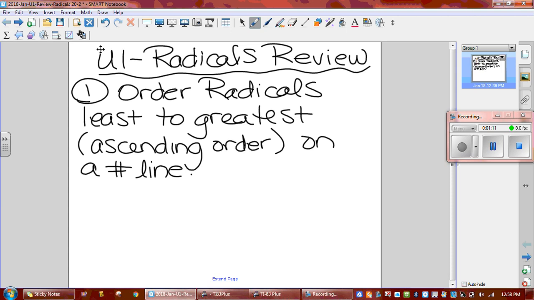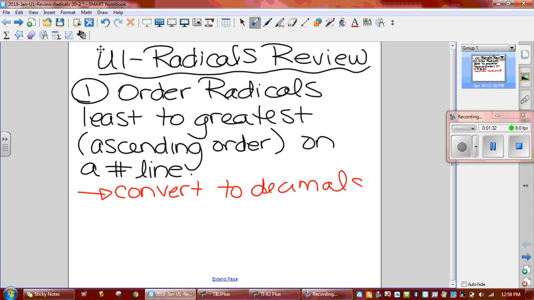So we need to order them least to greatest. So we have two strategies we can use to order radicals. Who remembers what one of the strategies is? Beautiful. So first strategy is convert to decimals. I think that's the one that takes the least time. It's probably the quickest way.